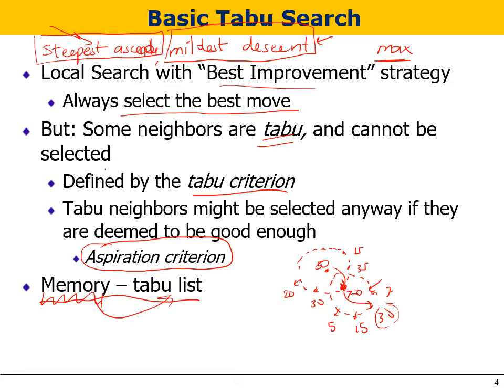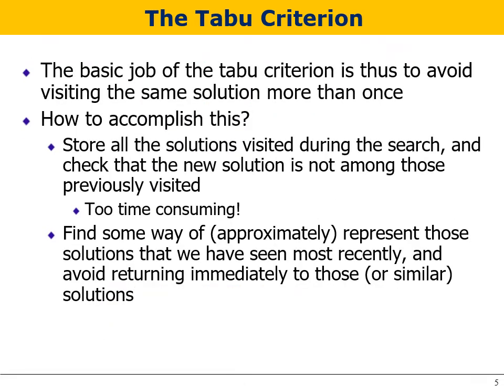Now we can talk about these taboo moves a little bit in detail. So we call it a Tabu criterion. What is a Tabu criterion? The basic job of the Tabu criterion is to avoid visiting the same solution more than once. Avoid cycling. Okay, then how can we accomplish this? It's easy.